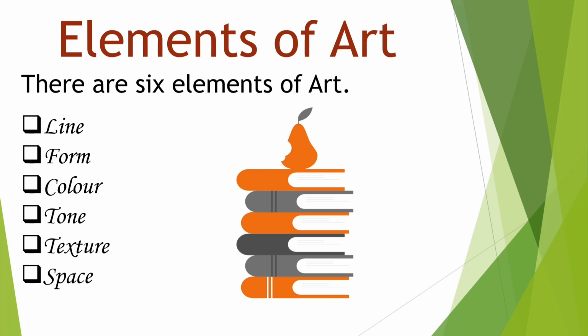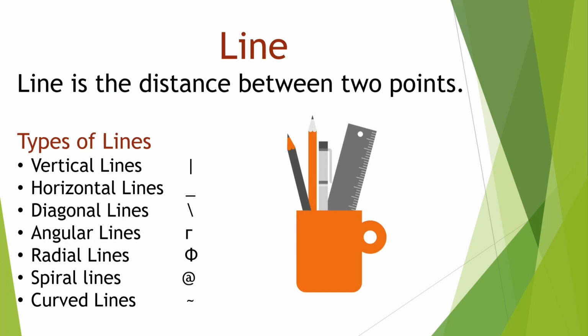So moving forward to discuss what basically a line is. Line is the distance between 2 points. There are various types of lines. These are as follows: vertical lines, horizontal lines, diagonal lines, angular lines, radial lines, spiral lines, and the last one is curved lines. So these are few types of lines as we discussed.